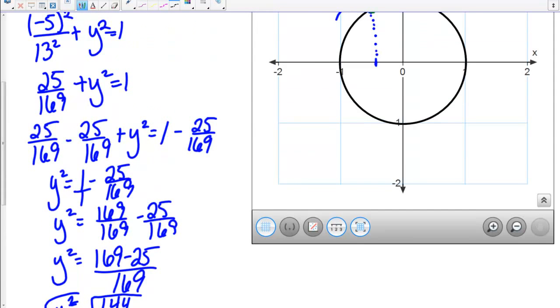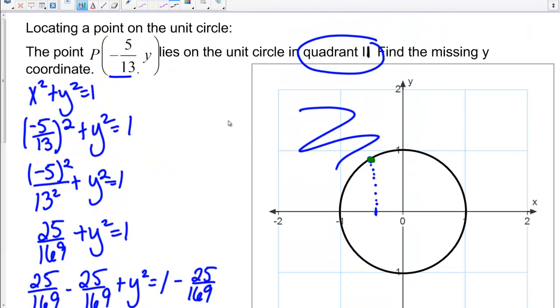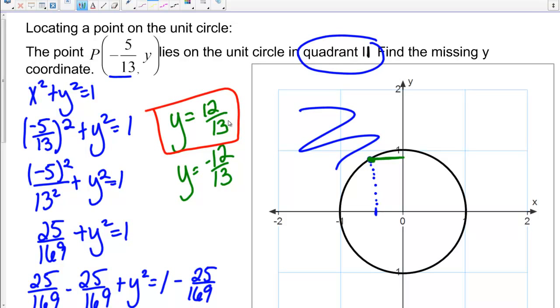So let's go back up to our graph and see which makes sense. So y is either 12/13 or y is negative 12/13. Well, up here, this is our point. Y is a positive value. So we want y is equal to 12/13. Hopefully that's the answer you got.